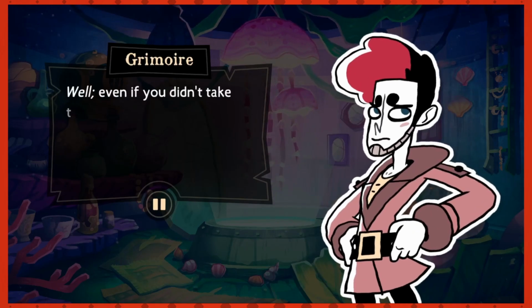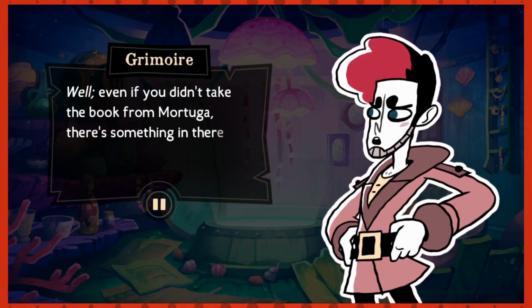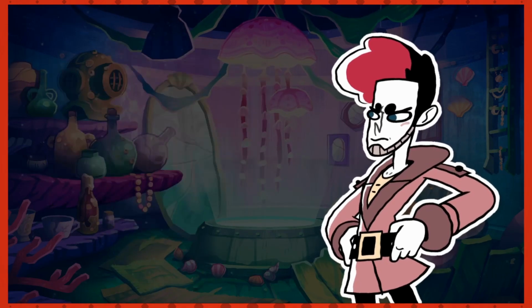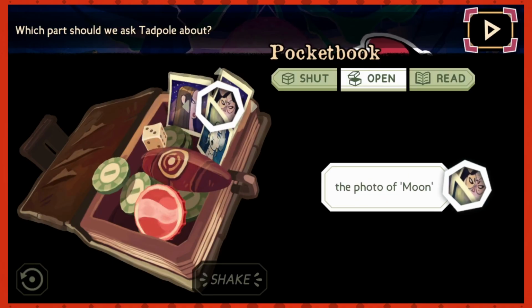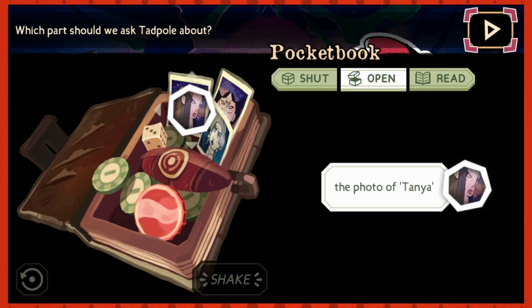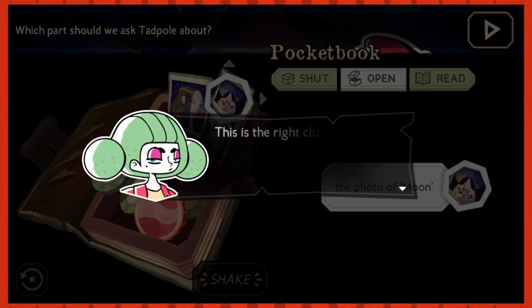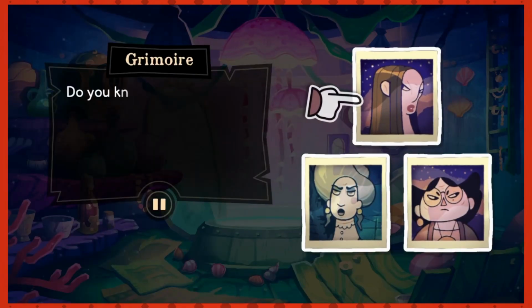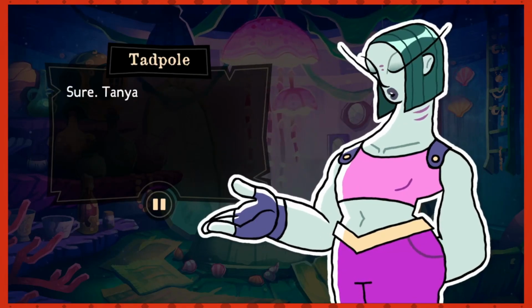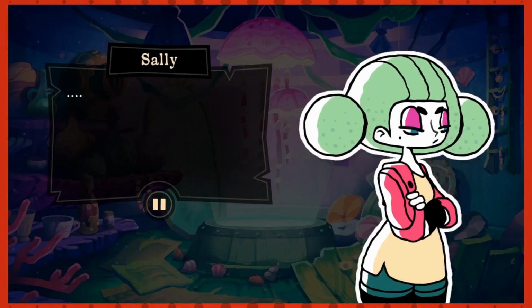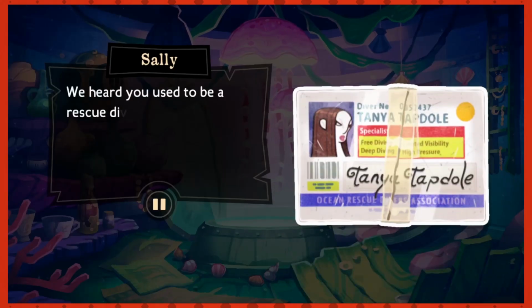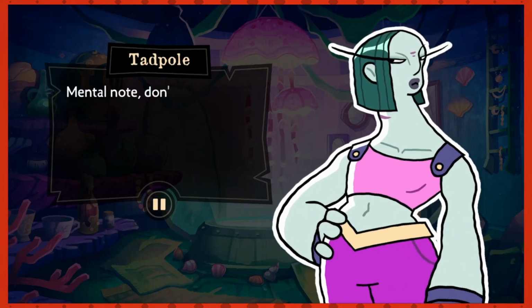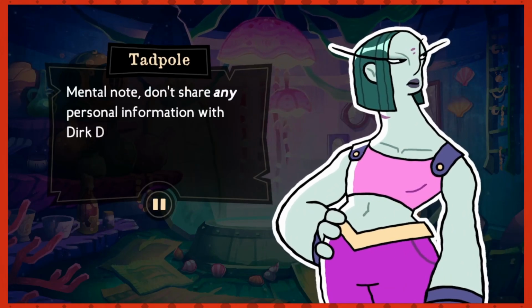Well, even if you didn't take the book from Mortuga, there's something in there I wanted to ask you about. The stuff in the pocketbook, the photo of Tanya, the photo of Moon, the photo of Fortuna. This is the right clue, but... Do you know who the photo is? Yeah, sure, Tanya. Says it right there on the back. Someone named Tanya with long brown hair. We heard you used to be a rescue diver. Mental note. Don't share any personal information with Dirk Dansom.